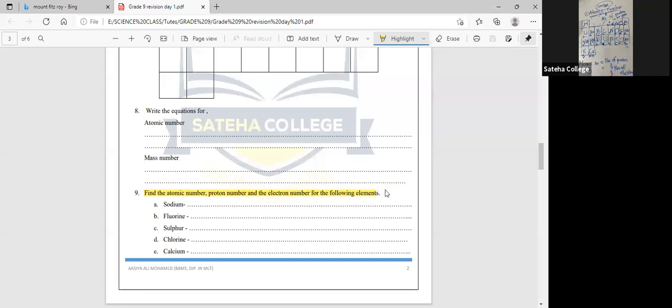Because we should study the mass number also before we go. Do those two. Once you have finished, please raise your hand. In the meantime, I have changed the setting also, so if you have any doubt, you can unmute and talk.